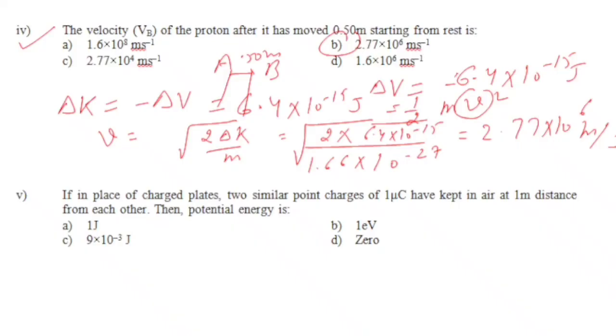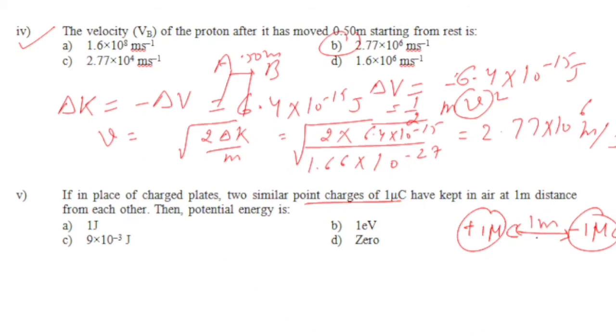Okay, now come to question number 5. The question is, if in place of charged plates, two point charges of 1 microcoulomb are kept in air at 1 meter distance from each other. Suppose in place of the two charged plates, one has plus 1 microcoulomb and the other has minus 1 microcoulomb, separated by a distance of 1 meter. Now what is the potential energy?